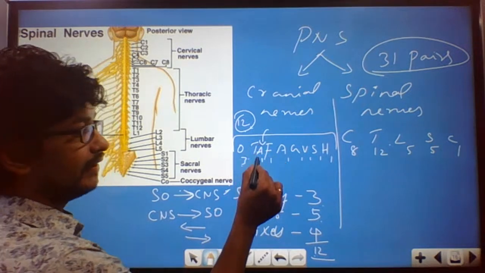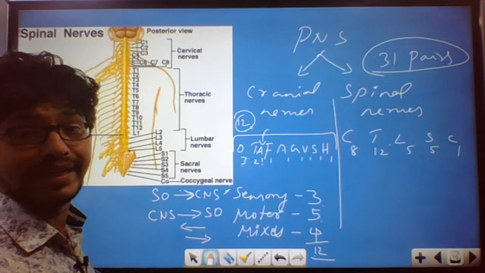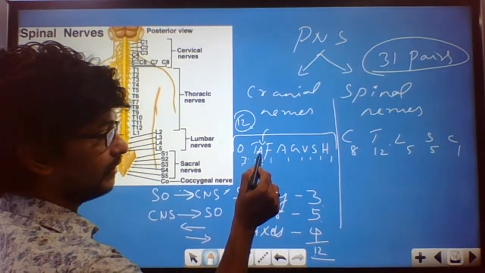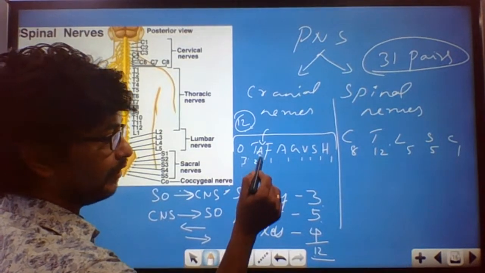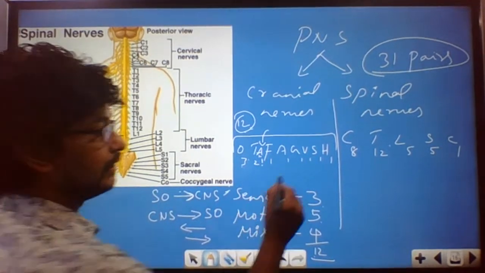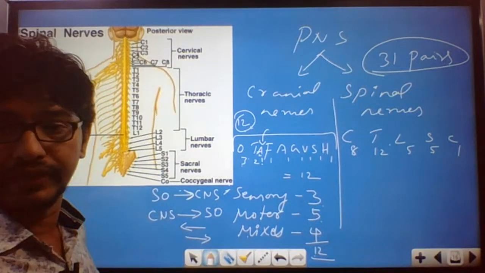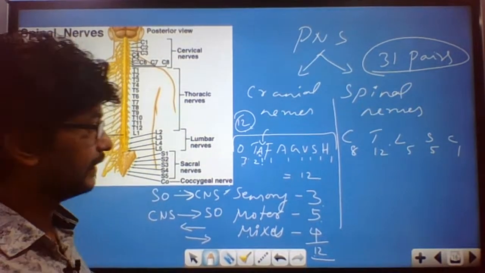I excluded this A here. This one, OTA, will come. So again, like auditory, the nerves will come here in this part. If you include this one here, then it totally comes to 12 in number. I think, Priyanka, I answered your question.